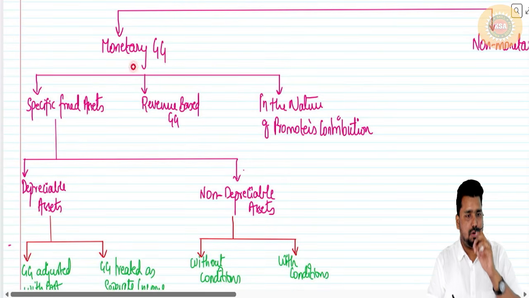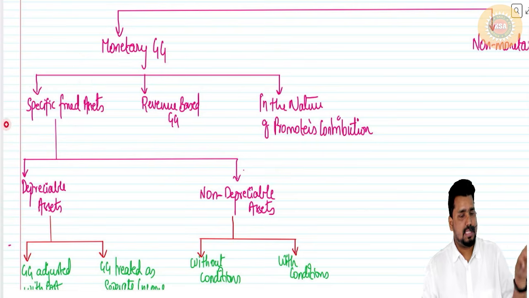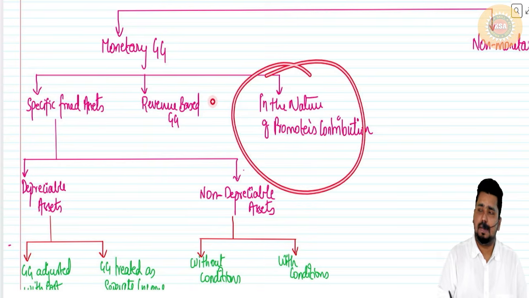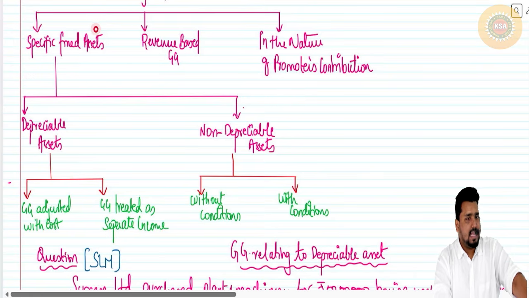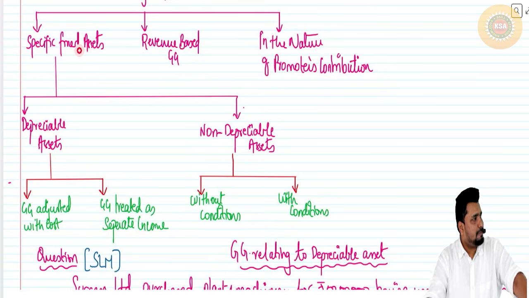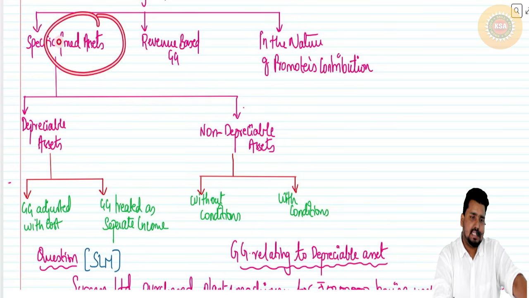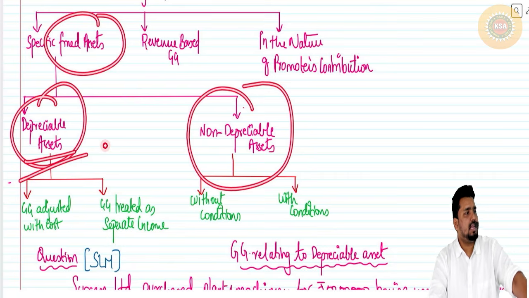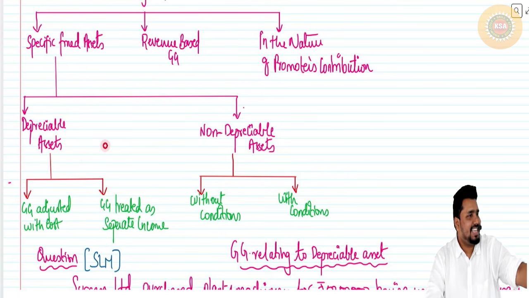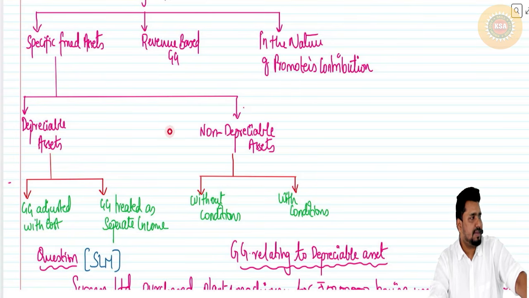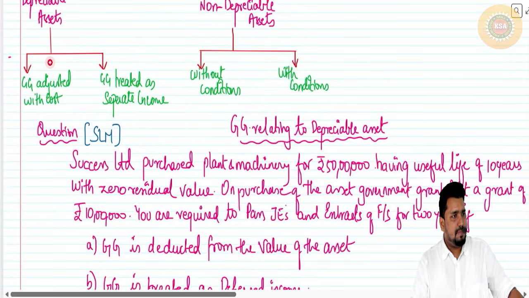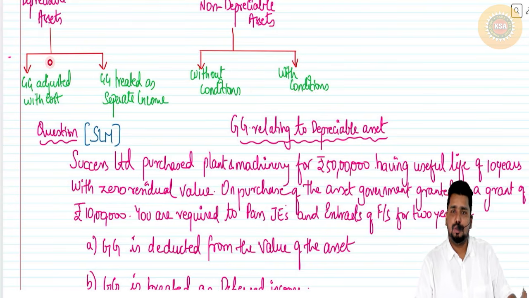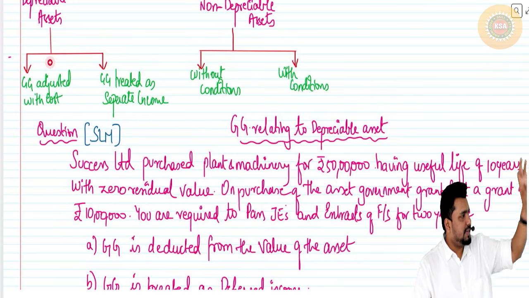Monetary government grants can relate to a specific fixed asset, or be revenue-based government grants, or be in the nature of promoters' contribution. In that, the hero is the specific fixed asset. Actually, it is termed Property, plant and equipment, but since it is old, they still continue with fixed asset. Assets can be either depreciable or non-depreciable. Depreciable means that which expires. Non-depreciable, for example, land. First we'll focus on depreciable assets. Assume you are purchasing plant and machinery. Using that plant and machinery, you are going to produce huge output at a minimal cost, and you are generating employment.